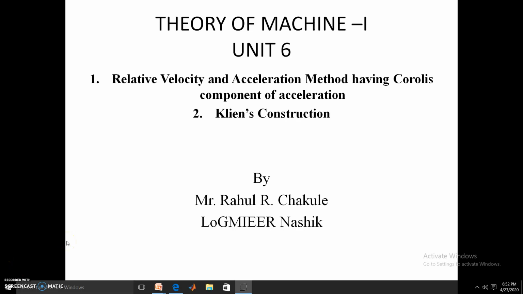Hello friends. In this presentation, we are looking at the relative velocity and acceleration method having the Coriolis component of acceleration. This is the method which comes in unit number 6. Unit number 6 has two graphical methods: the relative velocity and acceleration method having the Coriolis component, and the second one is Klein's construction.